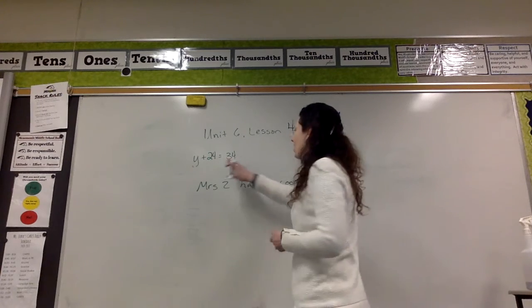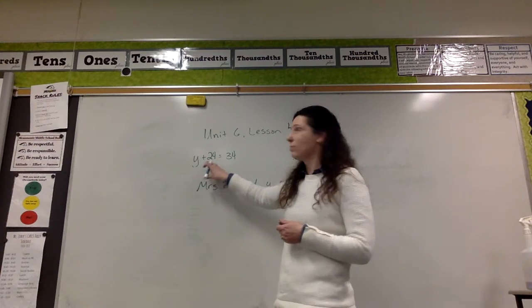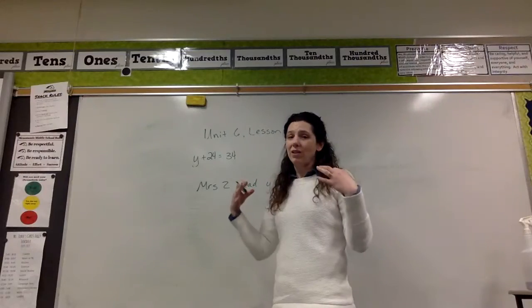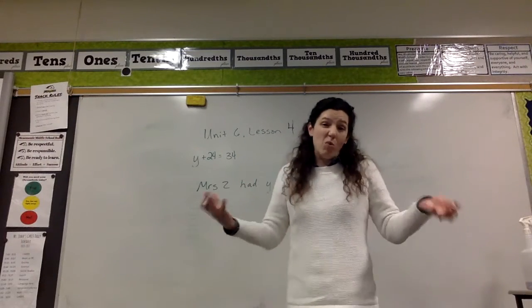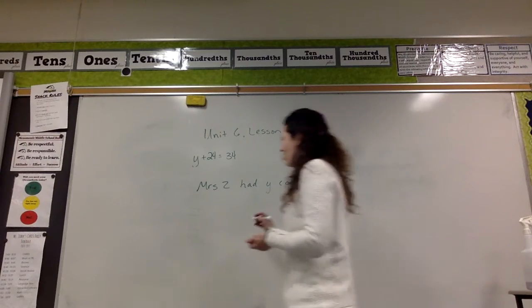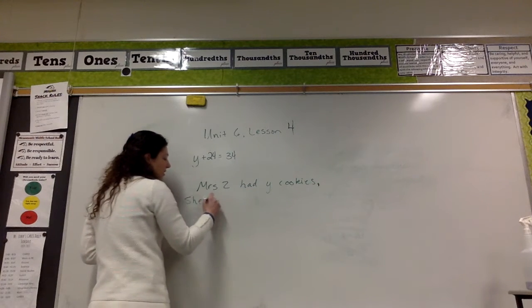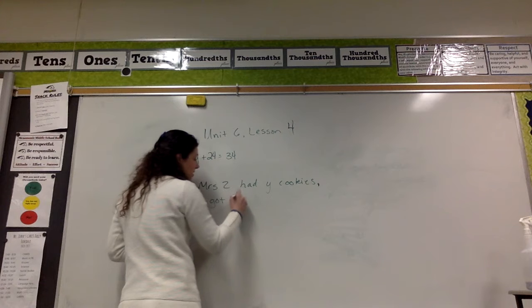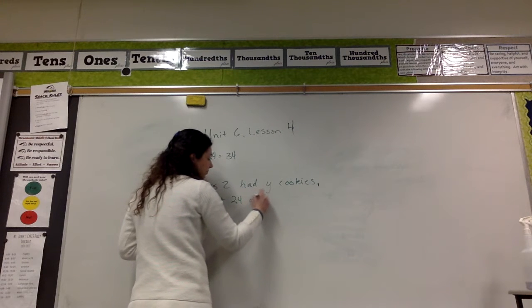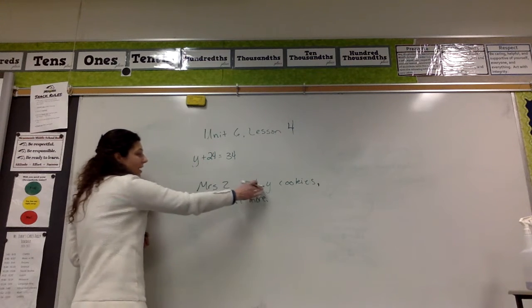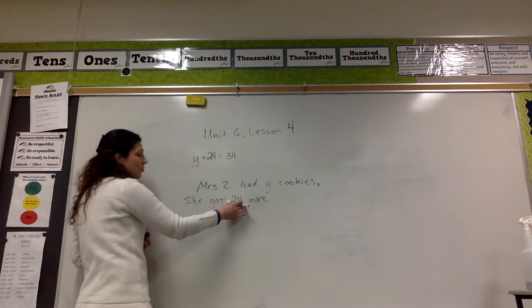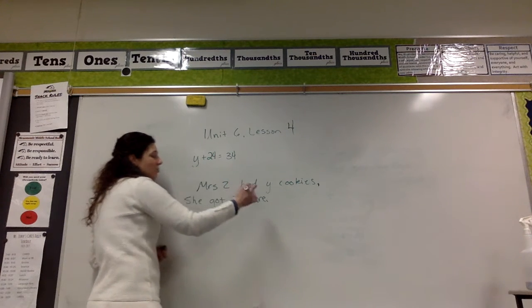Okay, then I have to start and think about what's happening here, right? My math sentence is plus 24. So I know in real life when I'm adding, that means I get more stuff, right? So Mrs. Z had Y cookies, comma, she got 24 more. Okay, so now I've shown the Y in my story. I've shown the 24. And now I've got this equal.